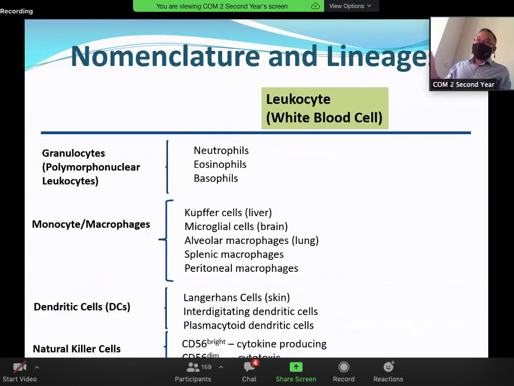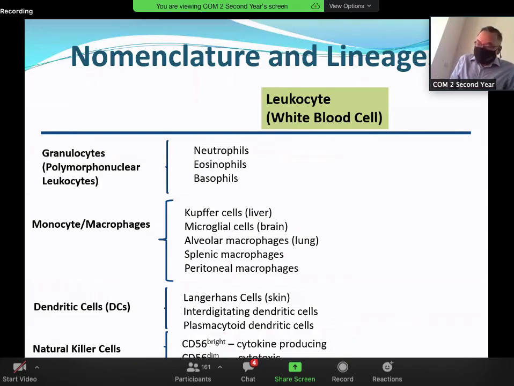So we also have tissue-fixed macrophages. These are specialized macrophages which don't migrate in the blood. And so we have macrophages which are in the liver, which we call Kupffer cells. In the brain, we call these microglial cells. In the lung, we have alveolar macrophages, and so on.